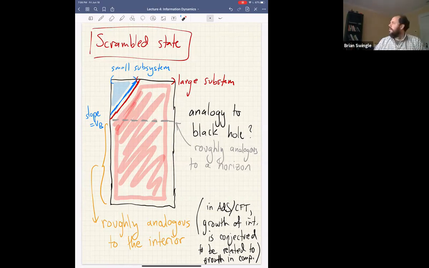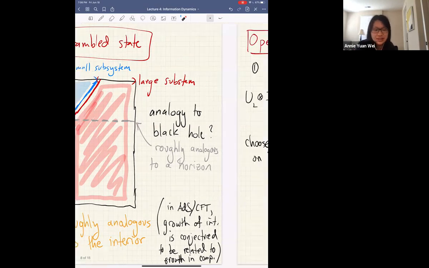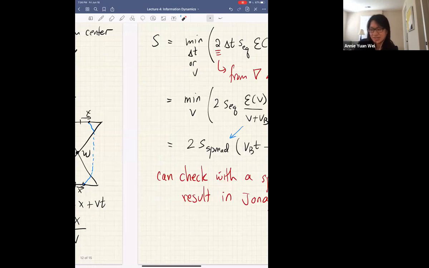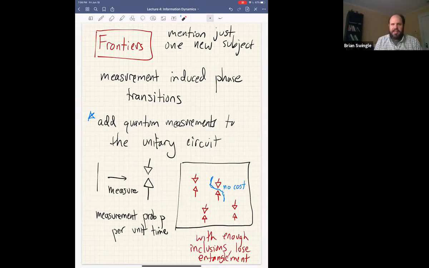Other questions? So in this measurement-induced phase transition model, if you did think that this was a model of AdS/CFT, what is the physical interpretation you would assign to these random measurements? Oh yeah, this has nothing so far to do with AdS/CFT. The goal of this was not to model some existing phenomenon, but to say there's a new phenomenon where you can take a circuit and you can add random measurements.